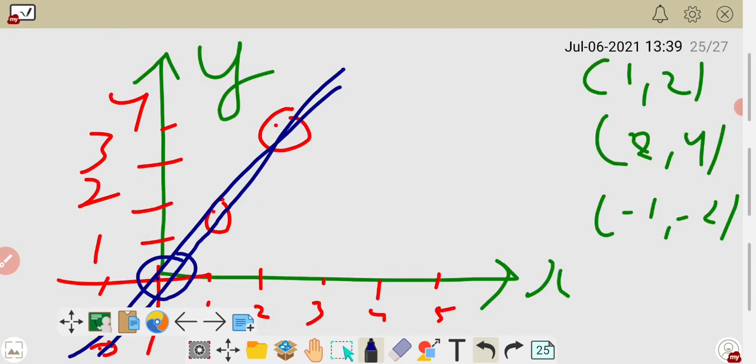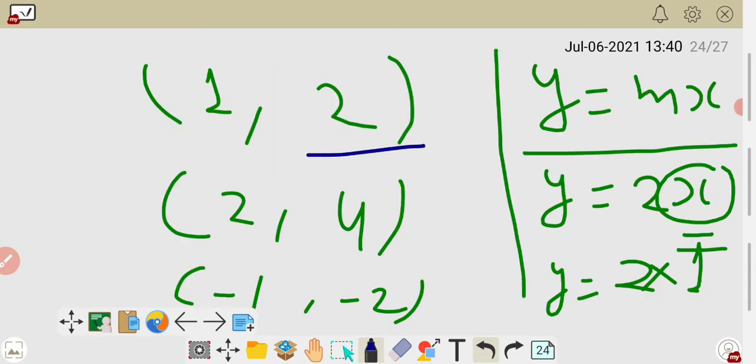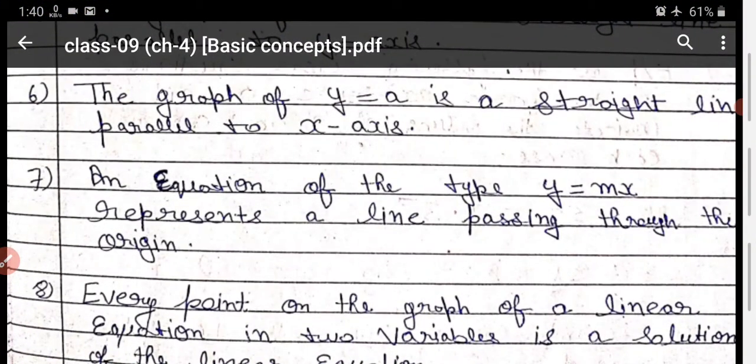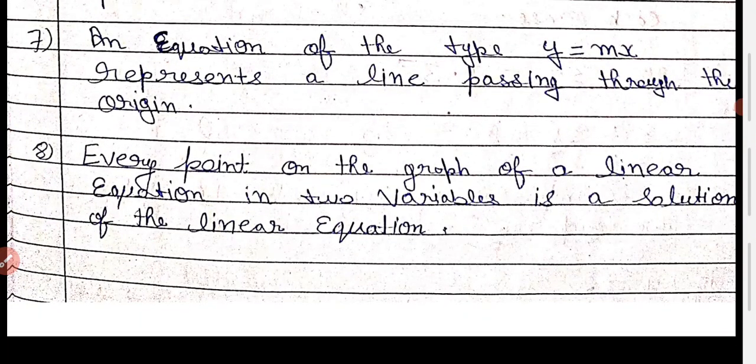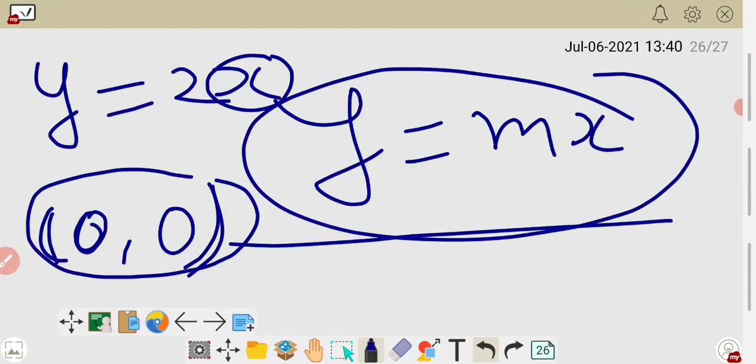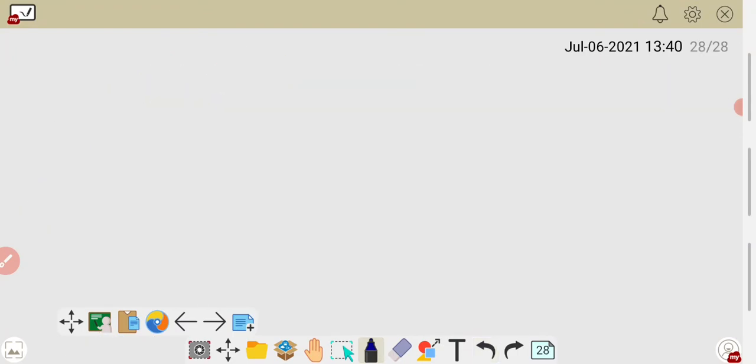And one example I am showing you here without taking 0. First I am taking 1, then it becomes 2, then 2 becomes 4, and then minus 2. When we plot the graph, it will pass through the origin. Now come to the next one. Every point on the graph of a linear equation in two variables is a solution of the linear equation. Suppose you have to make a graph.